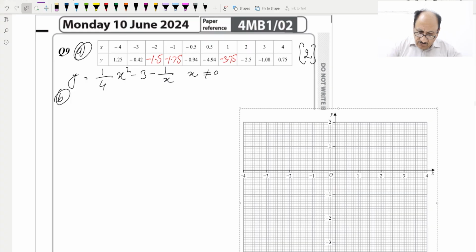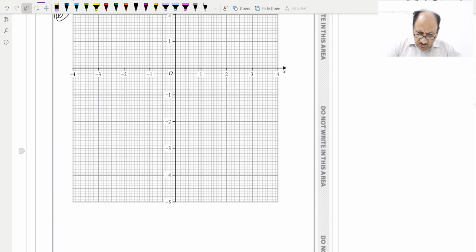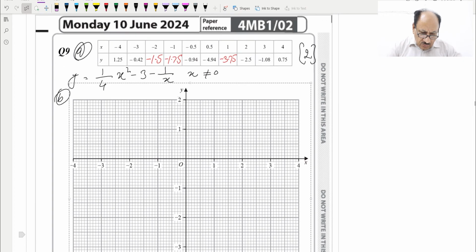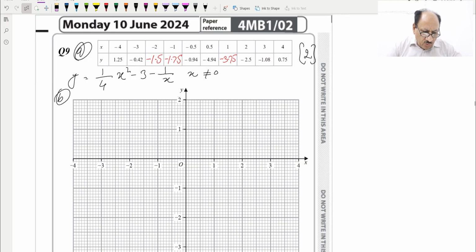So this is the grid which we'll be utilizing, and I just want to increase the size so that you can clearly understand. Now our first point is minus 4 and 1.25. So minus 4 and 1.25. 1.5 is here, so 1.25 roughly we are taking this one.